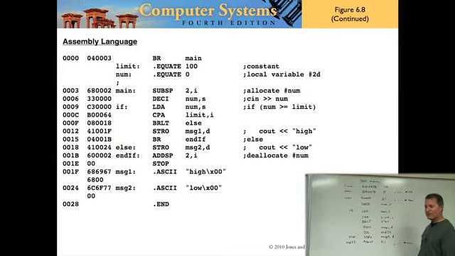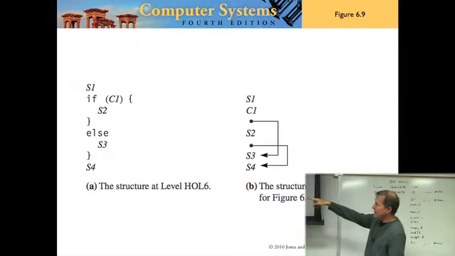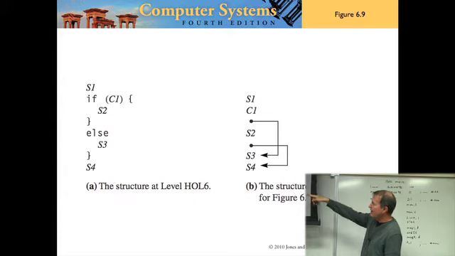Oh, we are perfect. Okay, so on this next slide, here is the structure at level HOL6. And here, we had to have that extra branch around the branch. How come they don't branch to the same spot? Oh, one branches to else. You see how that works? Now, can you imagine having to write in assembly language?